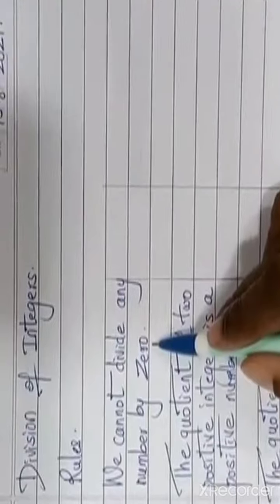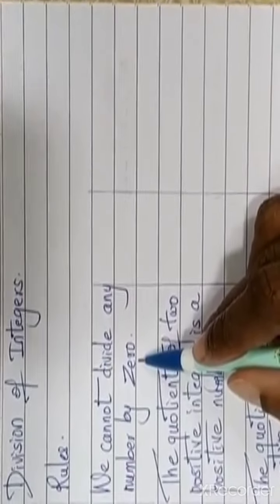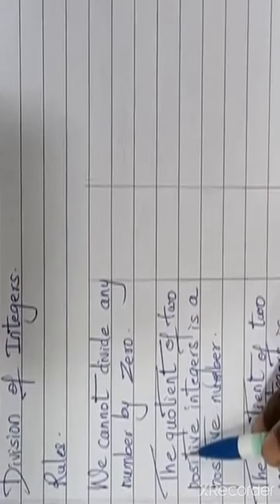Okay. Now see the first rule. We cannot divide any number by 0. Why? Because division by 0 is undefined. That's why we cannot divide any number by 0. Now see the second one. The quotient of two positive integers is a positive number.